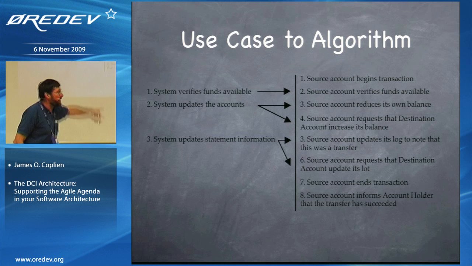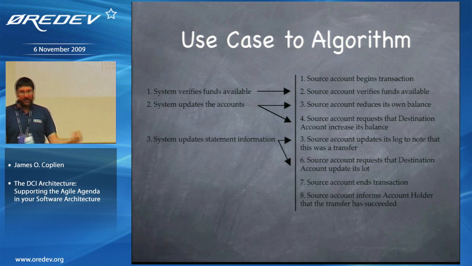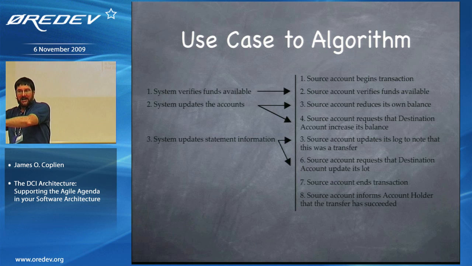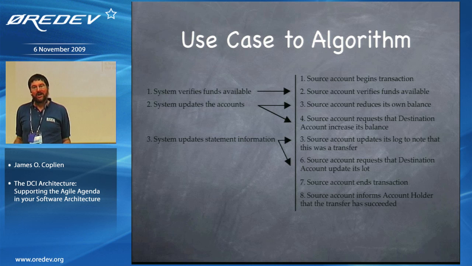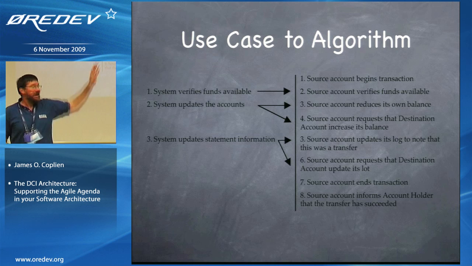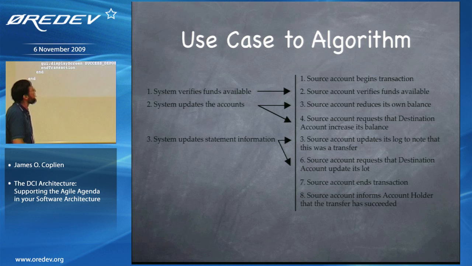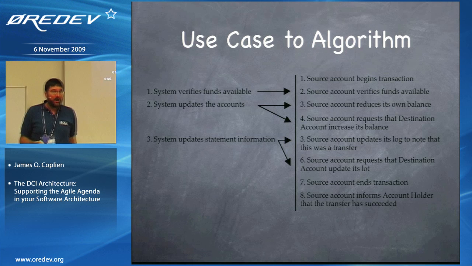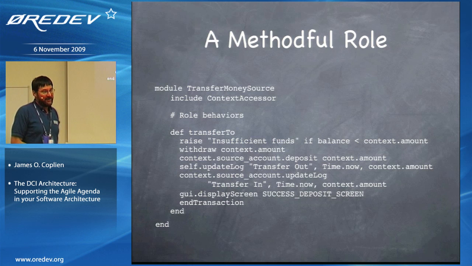So that's the algorithm. It is some roles participating in interactions, and now we need to distribute the responsibilities across those roles. And as we heard this morning, this is responsibility-driven design from this point out, taking these responsibilities and distributing them across the roles. Here's a role. This is what's called a methodful role. These don't exist in Java. You don't have methods on roles in Java.